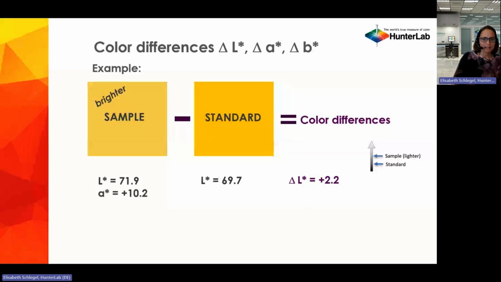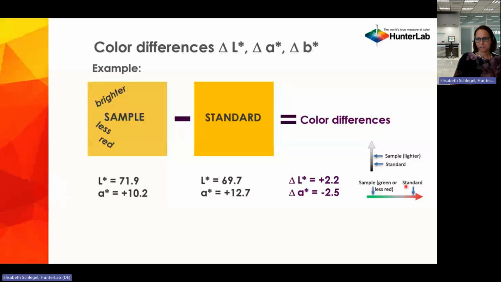If I look at the A values, I will get a 10.2 here and a 12.7 here. So when I'm calculating 10 minus 12, I get a negative value. So it's minus 2.5 here. So the sample is on the left side on the A-axis in comparison to the standard. And that means the sample is less red. So actually both values are on the right side. It could also be greener. It's greener or less red.